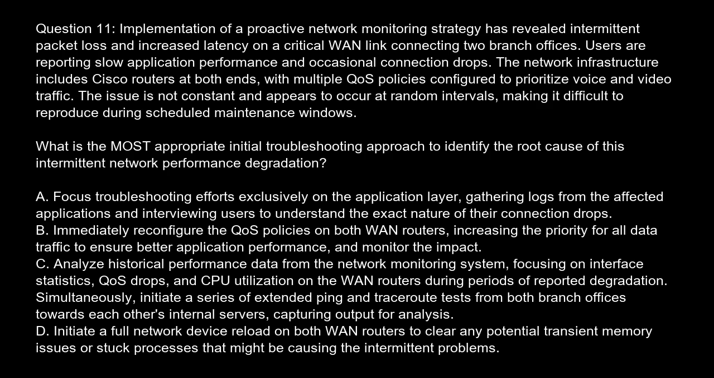Option C. Analyze historical performance data from the network monitoring system, focusing on interface statistics, CoS drops, and CPU utilization on the WAN routers during periods of reported degradation. Simultaneously, initiate a series of extended ping and traceroute tests from both branch offices towards each other's internal servers, capturing output for analysis. Option D. Initiate a full network device reload on both WAN routers to clear any potential transient memory issues or stuck processes that might be causing the intermittent problems.